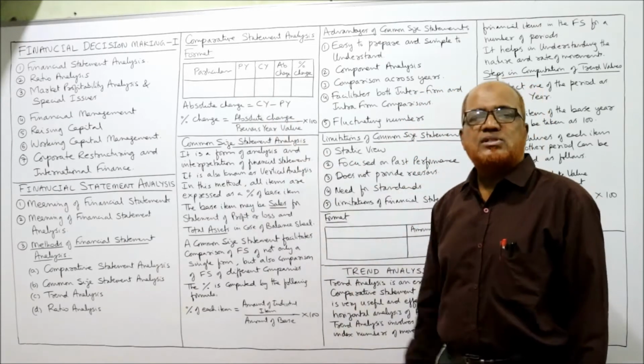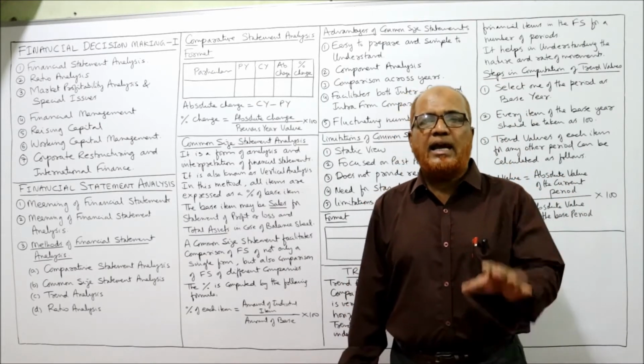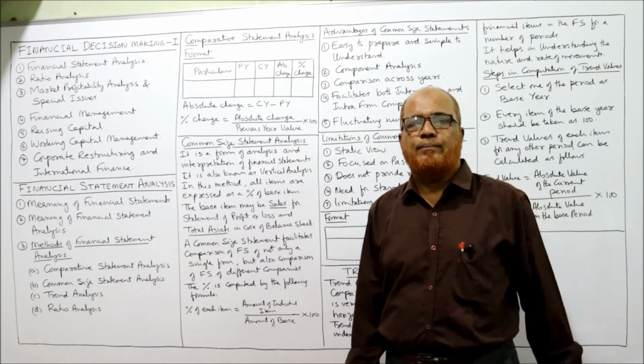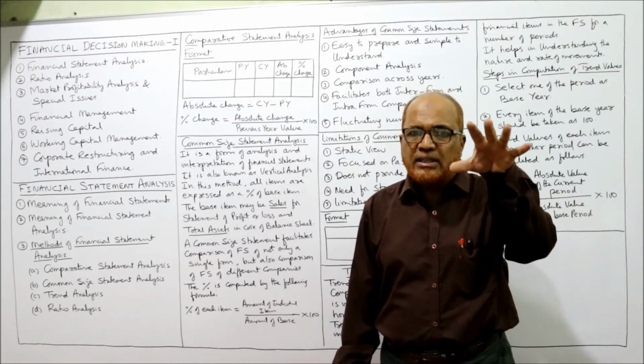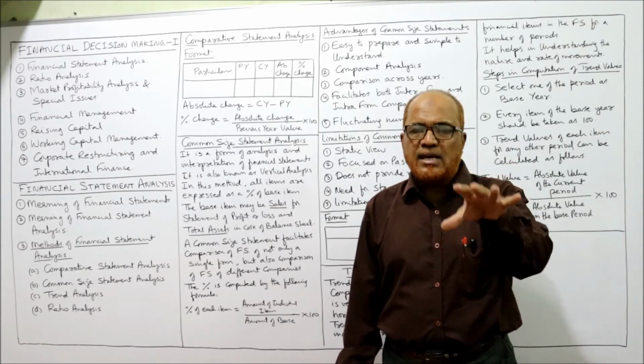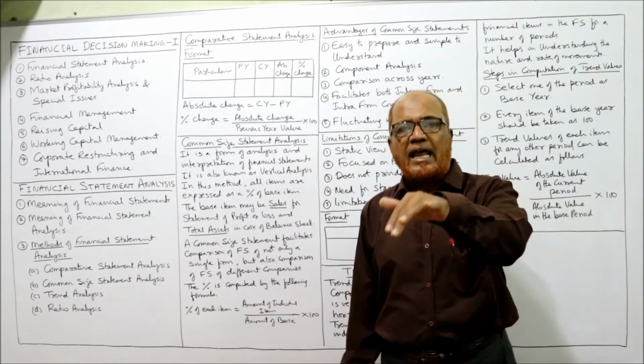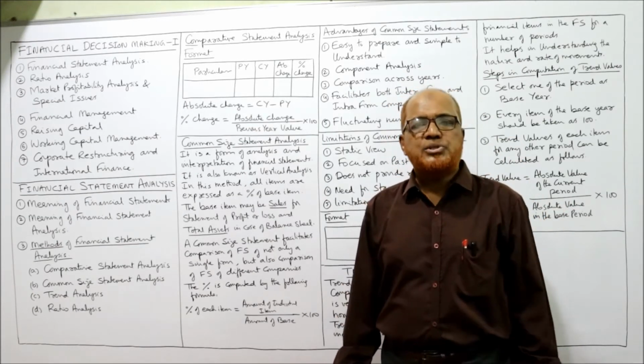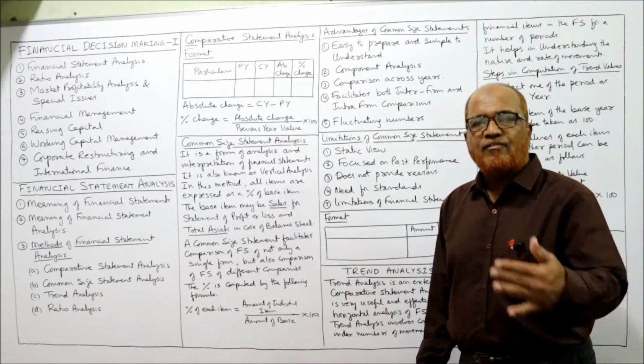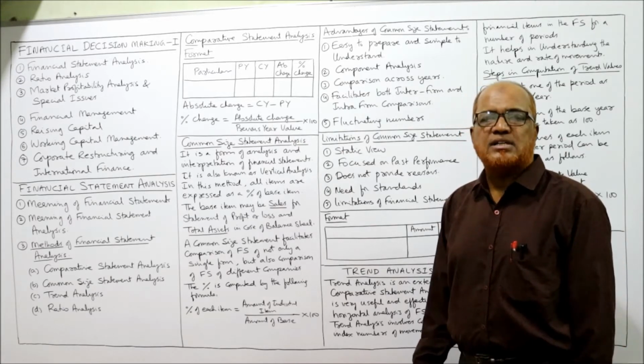So this comparative statement analysis is also called intra-firm comparison. Intra-firm means within the same firm. Same firm, we are comparing 1 year data with another year data. That is called comparative. Now, what is the format of making this comparative statement?